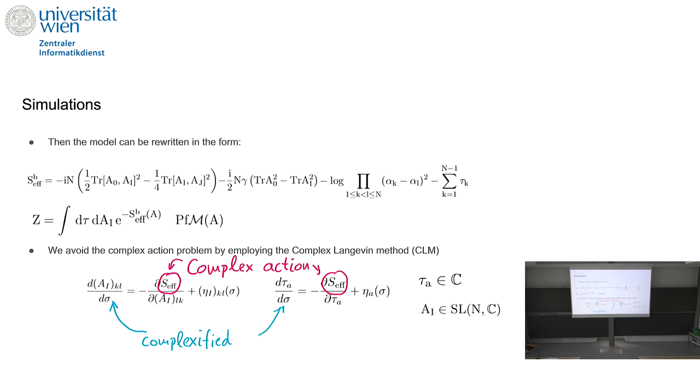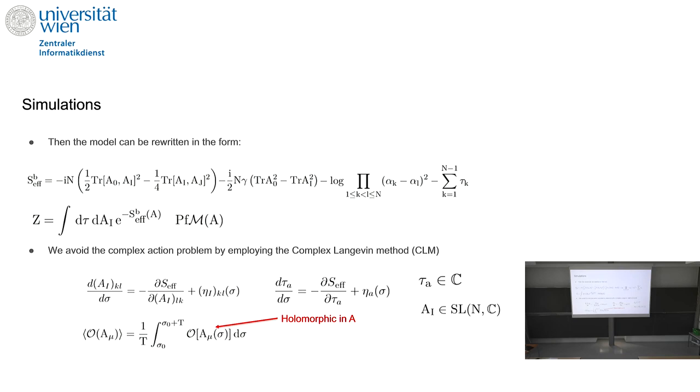The fact that the action is complex makes the evolution consistent only if we complexify those variables. So the taus that are originally real become complex numbers, and the special matrices here, which are Hermitian, also obtain an anti-Hermitian part, becoming general n-by-n complex matrices. As I said before, when the system comes into equilibrium, we can show that expectation values calculated in the Langevin time direction, for Langevin time longer than some value, are equal to the expectation values of the original model. This is a non-trivial result that also has its small traps.